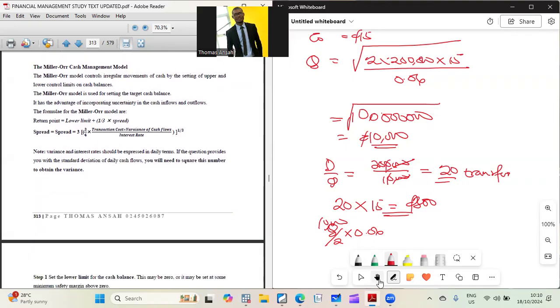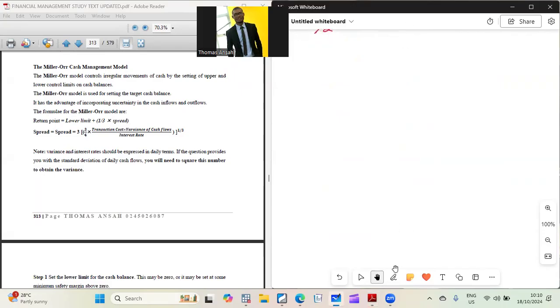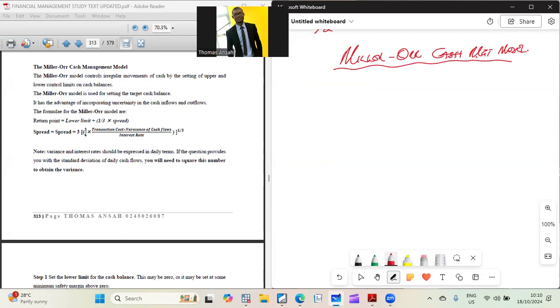Then the next model that we need to learn is the Miller-Orr cash model. That one is always examined a lot. Miller-Orr cash management model is simple. Here we are going to use the formula. Miller-Orr is just about controlling your movement of cash. How do you control the irregular movement of cash? You set up an upper limit and a lower limit on your cash balance. The upper limit is the level beyond which cash should not be allowed to go. If you get your salary, you can say that you are not going to spend more than 1,000 Ghana cedi or 1,000 USD. So you set up some limit. Because of that, you will always make sure that you have some cash balance at home.